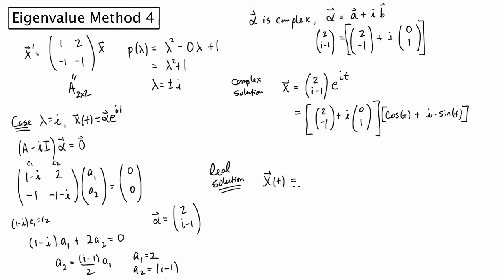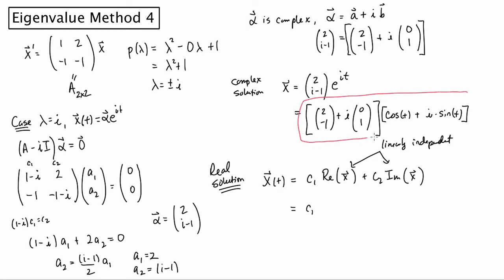But x of t is equal to c1 times the real part of the complex solution plus c2 times the imaginary part of the complex solution. And these two turn out to be linearly independent. This has been something we've been doing all semester in various forms, and it comes to fruition here as well. So I'm looking now back at this complex version where everything is broken out into its pieces. This is our complex solution. And I need to recover the real and imaginary parts of that solution.